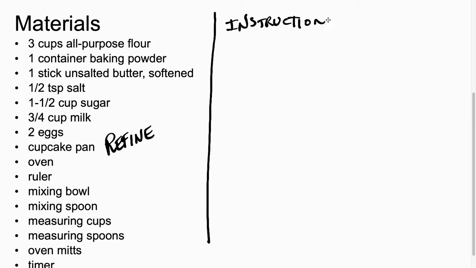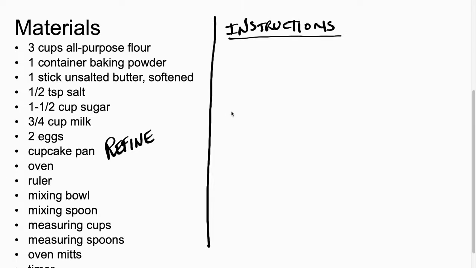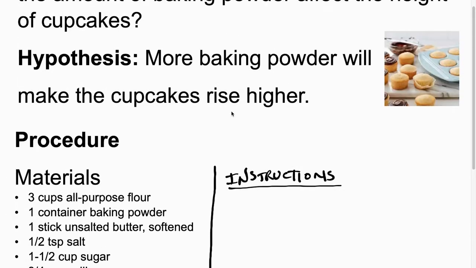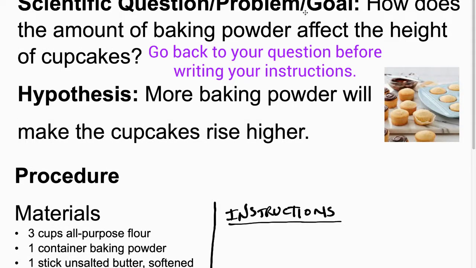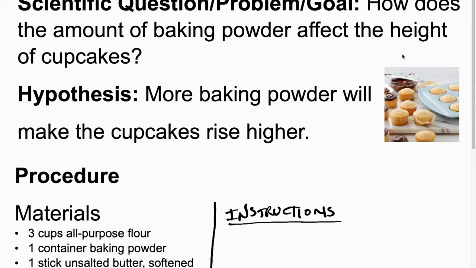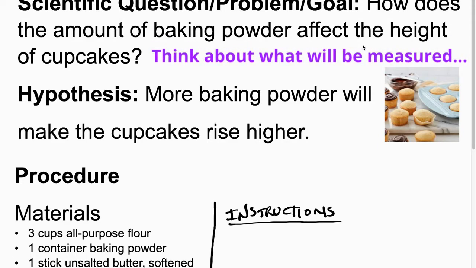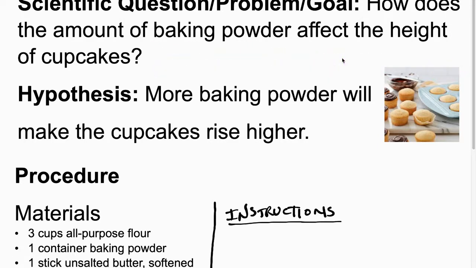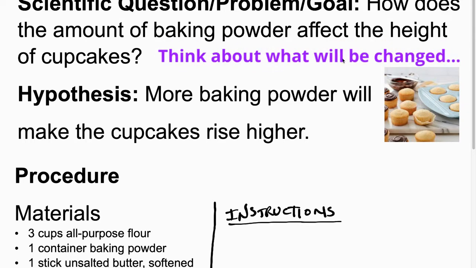Your instructions on how to carry out your procedure. You'll just start typing out, okay, what am I going to do to carry out this experiment? But before you just jump into the instructions, go back to your question and look at your question. It says, how does the amount of baking powder affect the height of cupcakes? So in my example, I'm going to need to think. You will think about your question in terms of what you need to measure and what needs to be changed in your procedure, what amount or what variable needs to be changed.